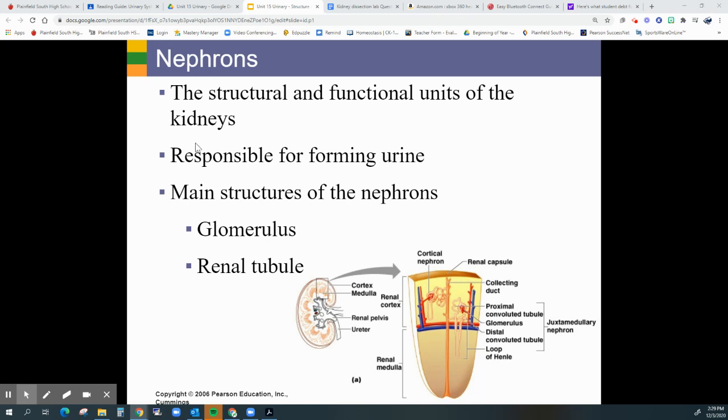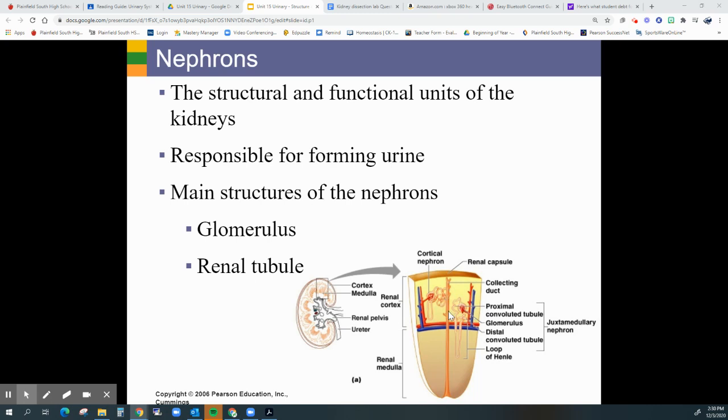So this is the part of the kidney that actually is responsible for helping us form urine. This is what helps us filter all this out. And there are two main structures within the nephron. So there's what's called the glomerulus, that's this little cup-shaped guy right here at the very end. And then the renal tubule.